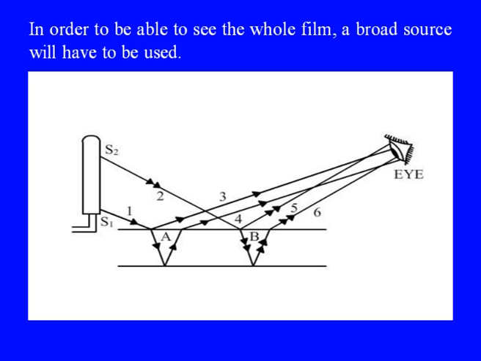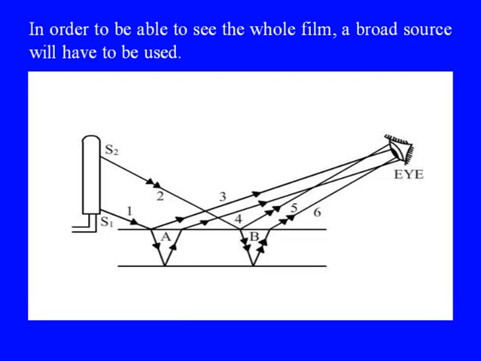Let us see this figure. Now, S1S2 is a broad source. Light coming from S1, top reflected, then again bottom reflected, gives the rays 3 and 4, they reach the eye, which is able to see this portion of the film, the region A. 3 and 4 are coherent, both have originated from the ray 1. Consider the ray 2 coming from another point of the source.